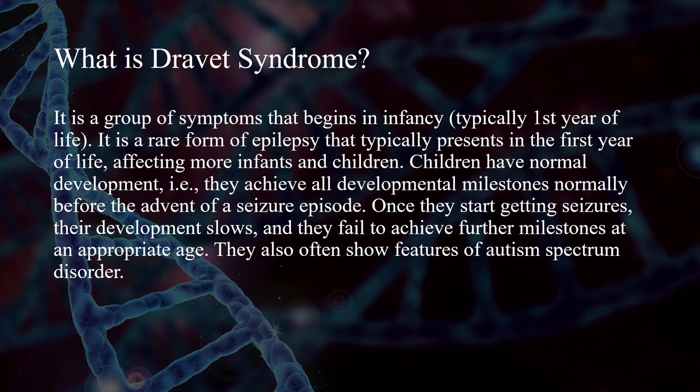It is a group of symptoms that begins in infancy, typically in the first year of life. It is a rare form of epilepsy that typically presents in the first year of life, affecting more infants and children. Children have normal development, i.e., they achieve all developmental milestones normally before the advent of a seizure episode. Once they start getting seizures, their development slows, and they fail to achieve further milestones at an appropriate age. They also often show features of autism spectrum disorder.